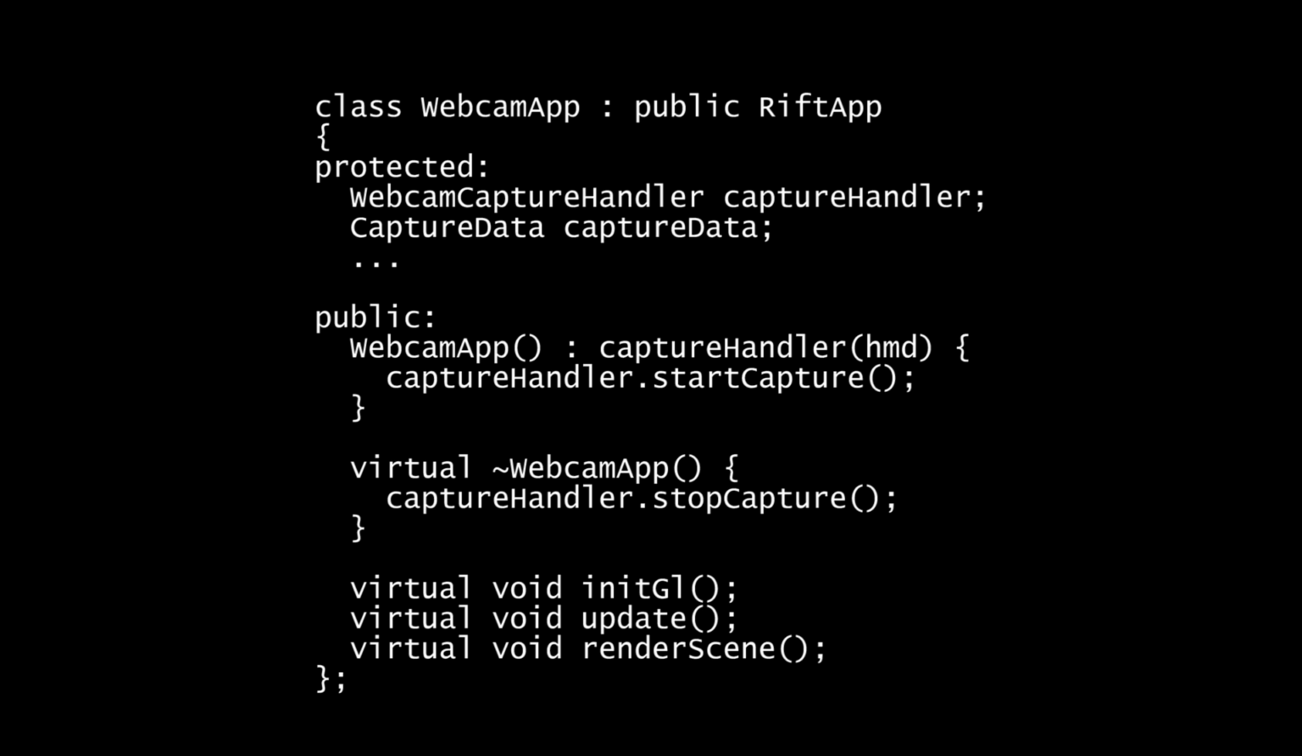For doing this, I've created a Webcam App class, which is derived from RiftApp. RiftApp is a class I've developed for all of the later examples in my book. It takes care of the bulk of the interaction with the Rift and OpenGL, requiring only that I implement a renderScene method, which will be called twice per frame, once for each eye. I can also optionally implement an update method, which will be called once per frame, and an initGL method, which is called once at application startup after the OpenGL window and context have been created.